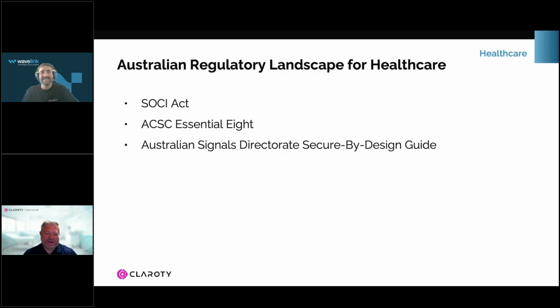So look, in terms of Australia at the moment, there's probably three things that we look at from a healthcare standpoint: SOCI, Essential 8, and obviously Secure by Design. All government entities, government regulations, government frameworks that we abide by from a healthcare standpoint, depending on where you sit in that realm. So not every organisation has a SOCI requirement. Some do. But every healthcare environment should look at Essential 8 and Secure by Design in terms of getting some best practices around providing controls, but also selecting vendors based on that Secure by Design perspective.